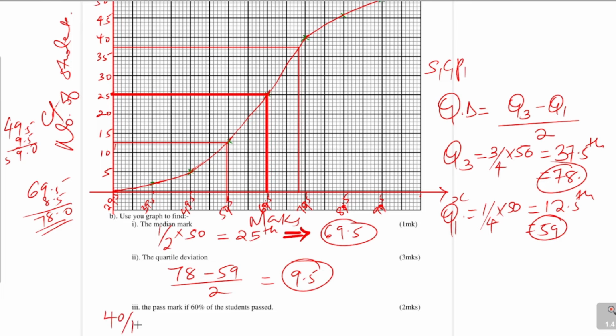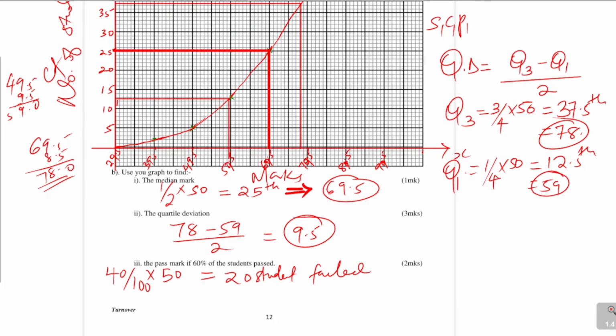40% of the students failed. 40 over 100, 40% of 50 students. Those are the ones that failed. So that means 20 students failed. If 20 students failed, then the first student to pass was the 21st student, and the 21st student being the first to pass will give us the pass mark.